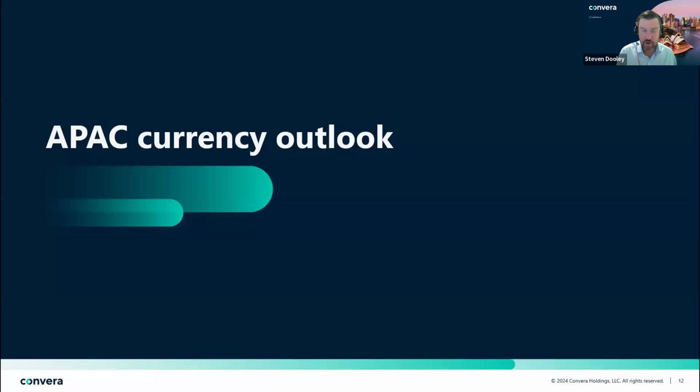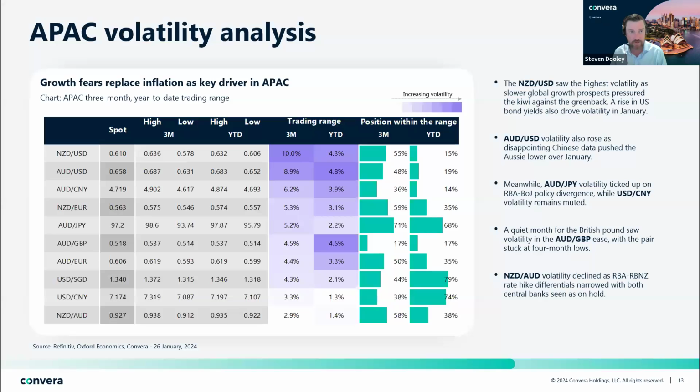Okay, so that's the economic story. So let's drill down a little bit more into FX markets. In terms of volatility, again, the Aussie US and the Kiwi US are really at the height of volatility. And both of those currencies tend to be driven by interest rate expectations.